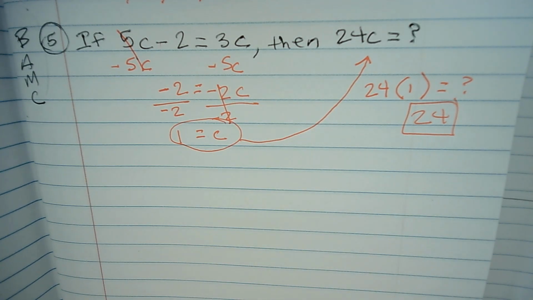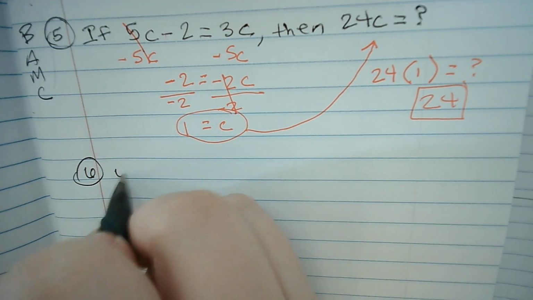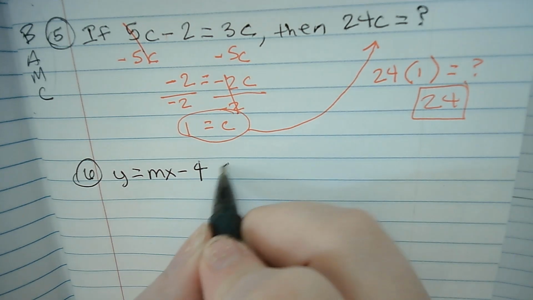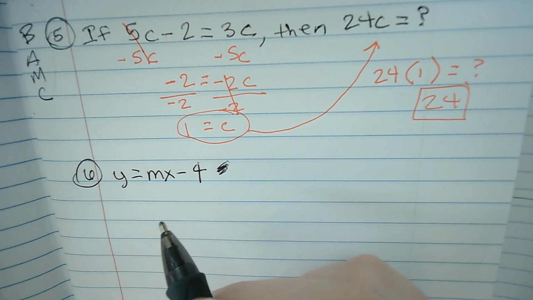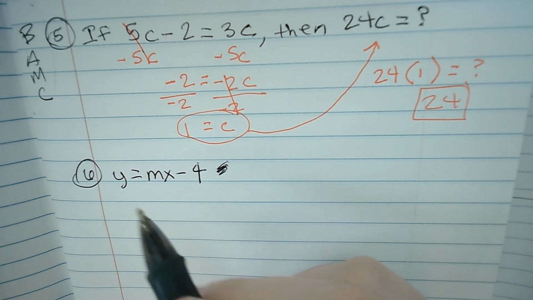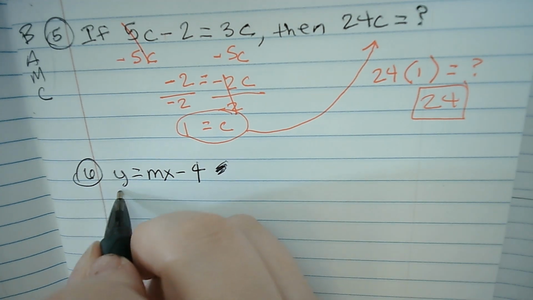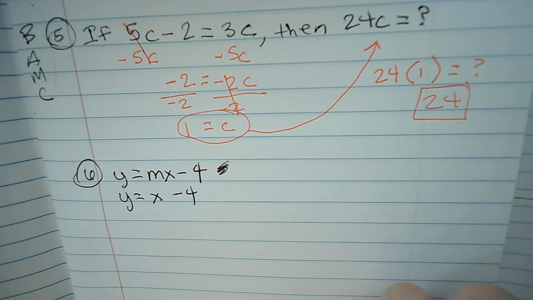Ooh, we got a good one here. In the xy plane, the slope of the line, let's get it ready. The slope of the line y equals mx minus 4. One moment, let's get it going. So y equals mx minus 4 is less, ooh, no, we're looking for m because we're looking for slope, right? The slope of the line y equals mx minus 4 is less than the slope of the line y equals x minus 4. Okay. Which of the following must be true about m?